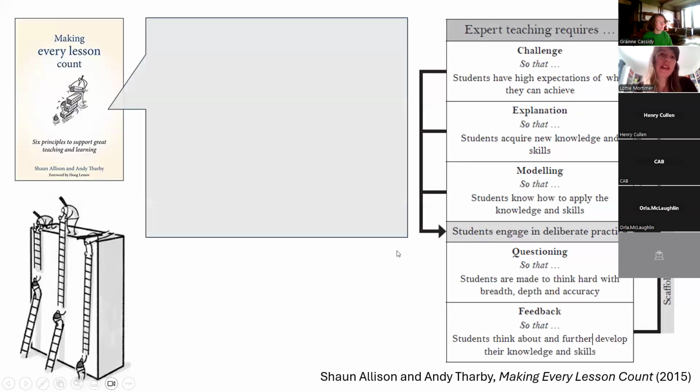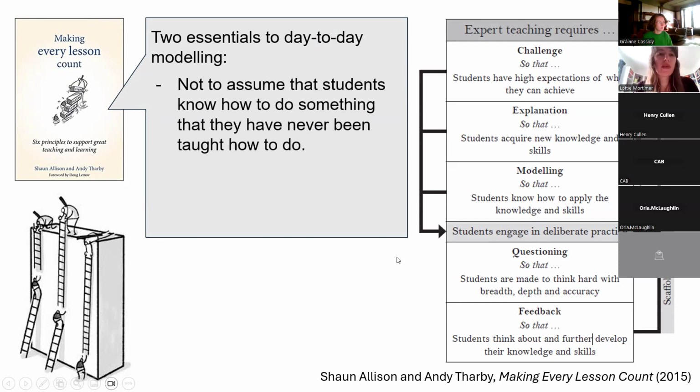Tharby and Allison have their two essentials of day-to-day modeling. What's really important when we model is don't assume that students know how to do something that they've never been taught to do. I think we use so many key terms in Latin. We talk about nouns, verbs, cases, indirect statement, indirect command. And sometimes we make assumptions. So don't do that. And even if students have been taught, don't assume that they can remember it.